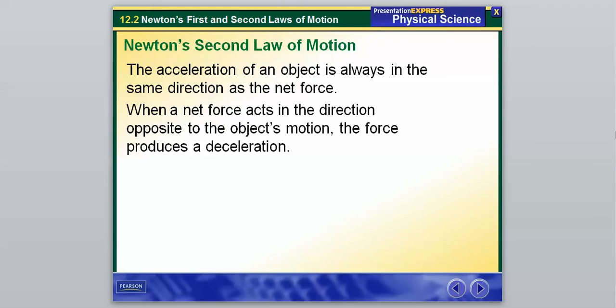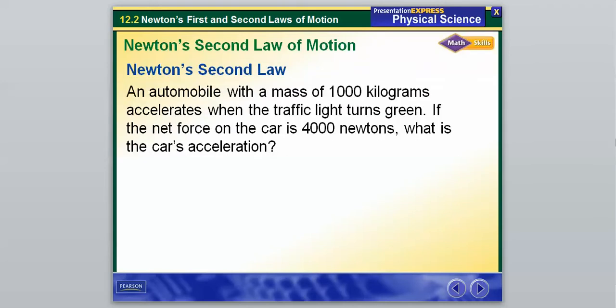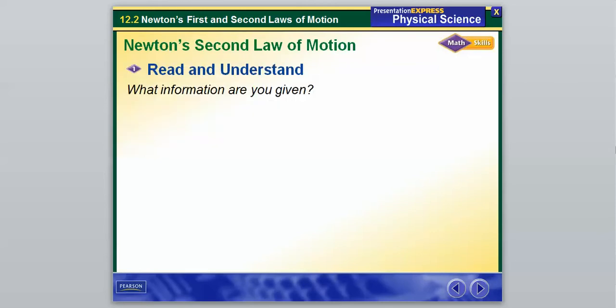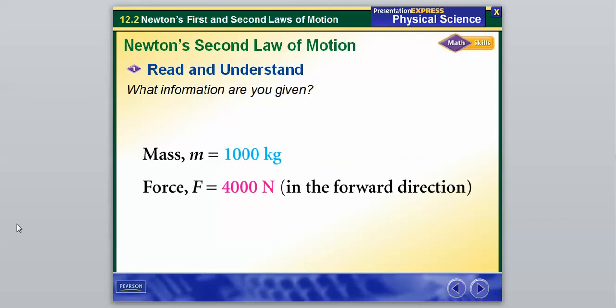So here's our example for Newton's second law. An automobile with a mass of 1,000 kilograms accelerates when the traffic light turns green. If the net force on the car is 4,000 newtons, what is the car's acceleration? After we read this problem, we follow the first step: what information are we given? We are given that the mass is 1,000 kilograms and the force is 4,000 newtons in the forward direction.